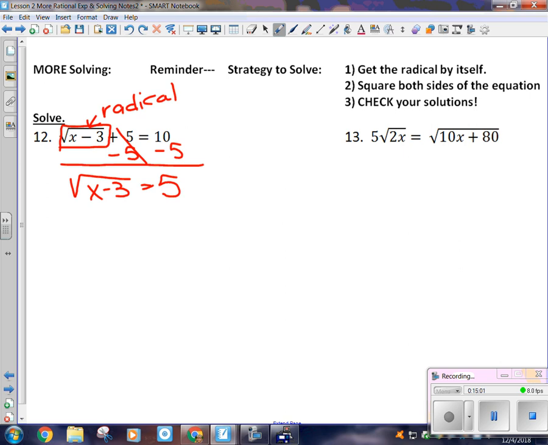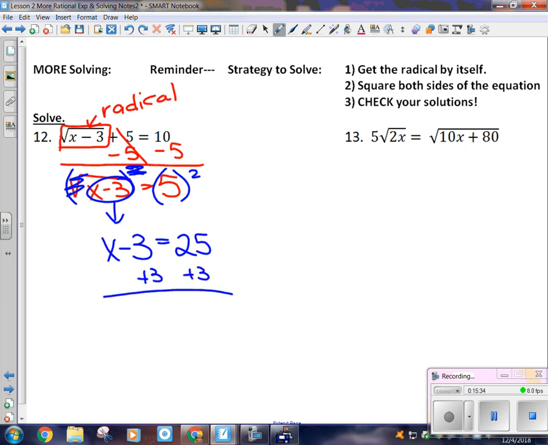Now, how do I get the x out from underneath the square root? Square both sides. Raise it to the second power. If you raise one side to the second power, you have to raise both sides to the second power. The square root and the square cancel, and I get x minus 3. What's 5 to the second power? 25. So the final step for x is to add 3. So x is equal to 28.